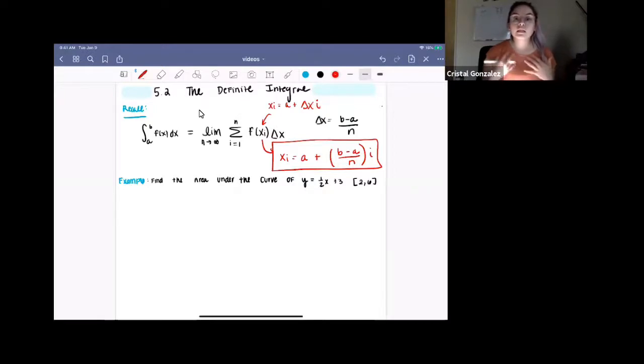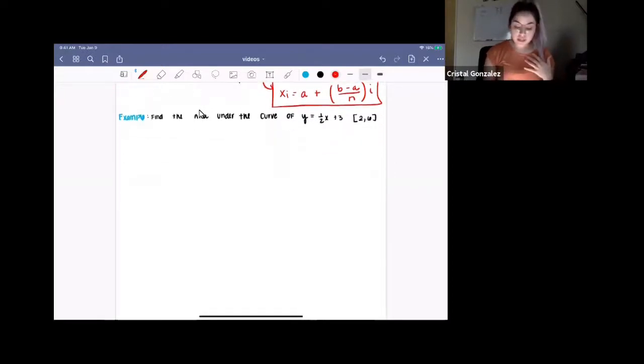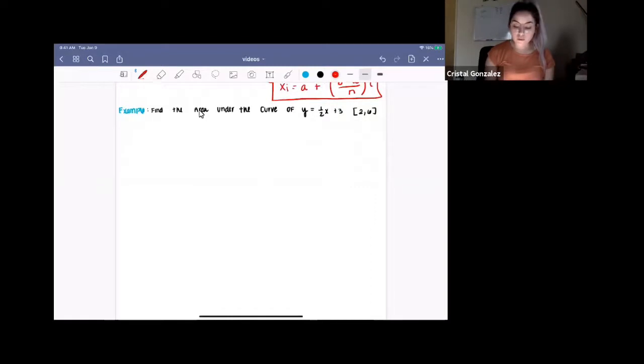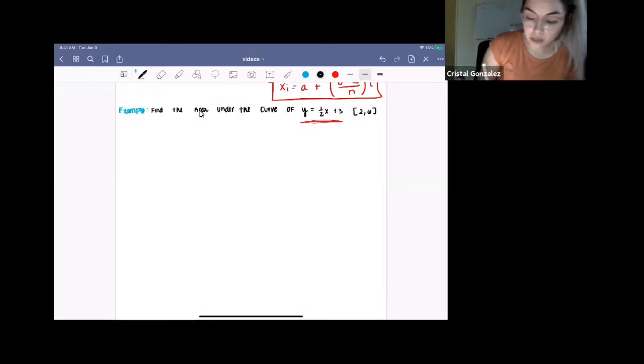So let's take a look at this example. This example says, find the area under the curve of y equals 1/2 x plus 3 between 2 and 6. Okay, so the first thing we want to do is, since they want the area under the curve, we can rewrite that in terms of an integral, which is actually a great idea. So we can get used to this.